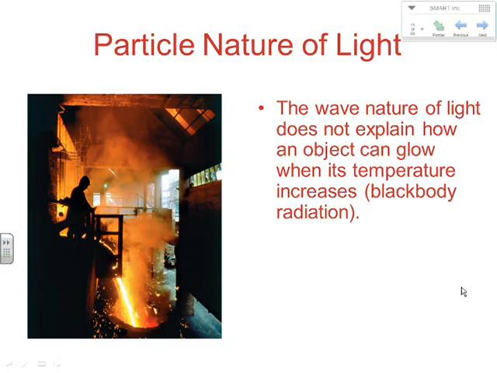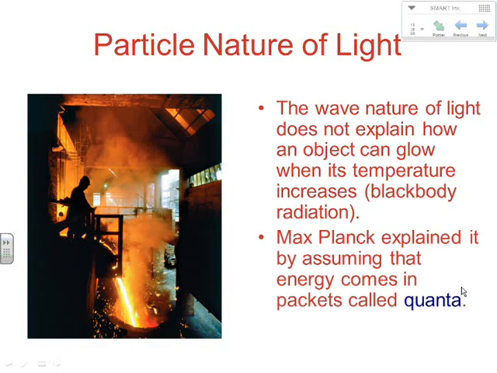So the wave nature of light really couldn't explain how an object can glow when its temperature increases. And this is known as black body radiation. Max Planck explained it by assuming that energy comes in little packets or bundles called a quantum of light. Now what he was doing was treating light, which is an energy form and is supposed to behave like a wave, as if it was a particle. So he's looking at particles of light here. So a quantum is really a particle of light, which he ended up calling photons. So a photon is basically a particle of light.